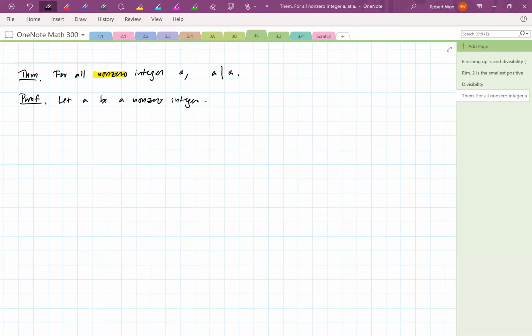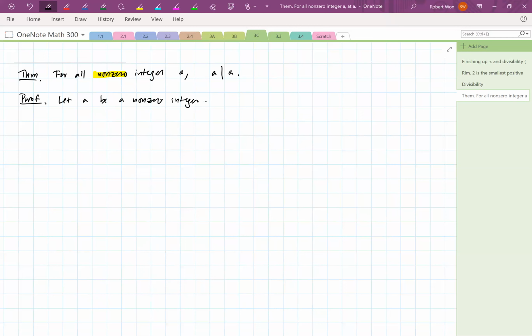I want to prove that a divides a. Well, what does that mean? To say that a divides a means that you can find an integer q such that a is equal to a times q. But we know such an integer, right? You can take q to be 1.